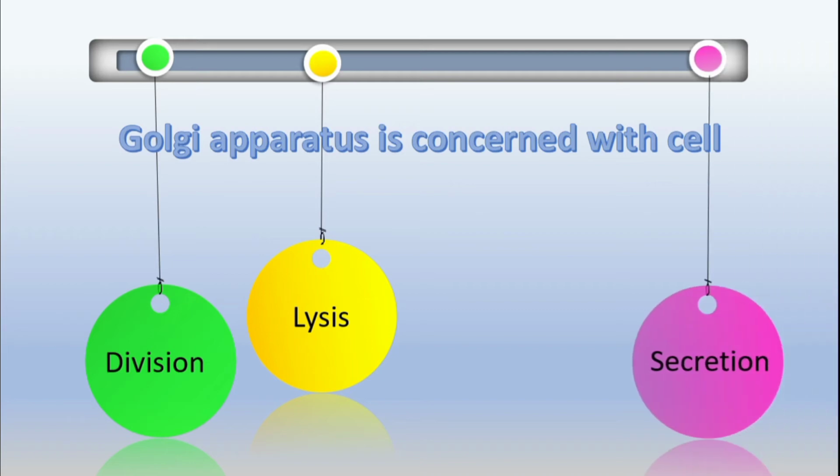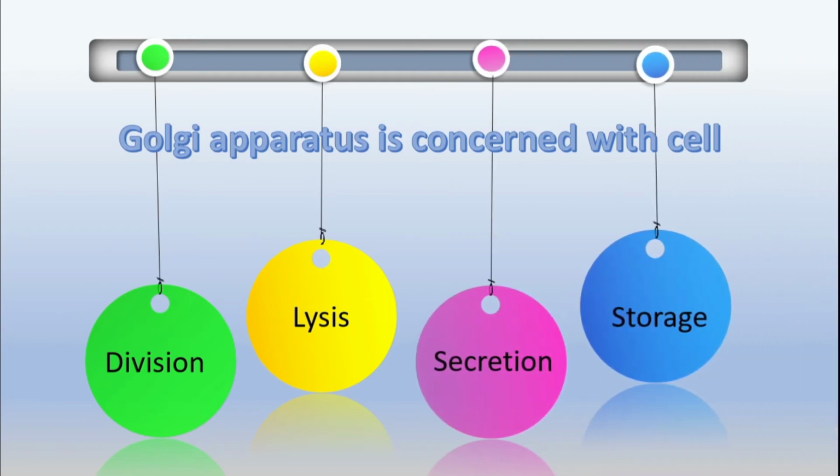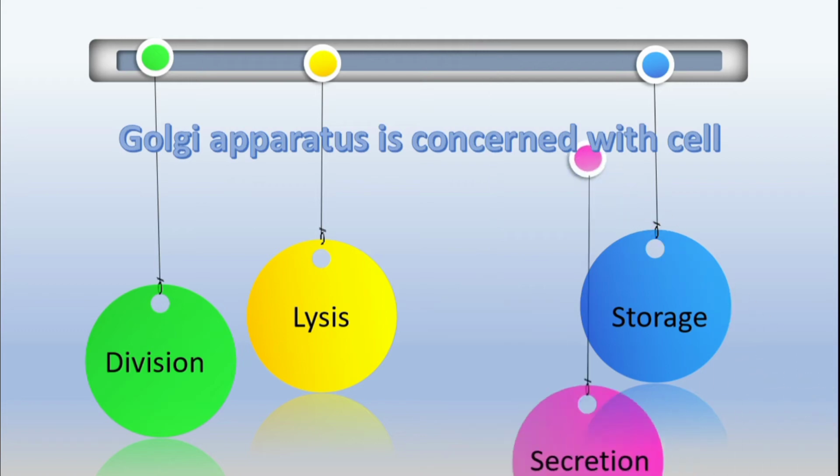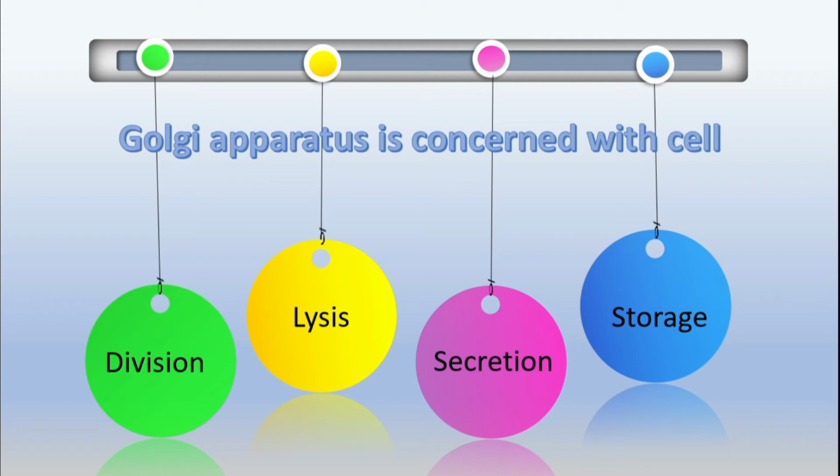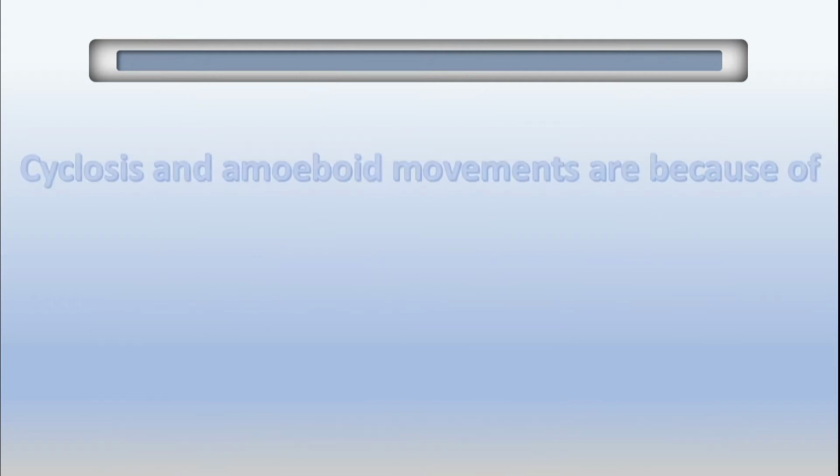Golgi apparatus is concerned with cell division, lysis, secretion or storage. So very simple answer. Golgi apparatus is concerned with cell secretions. All the secretion and packaging of the materials that are coming from the endoplasmic reticulum is done by the Golgi apparatus. So secretion is the right answer.